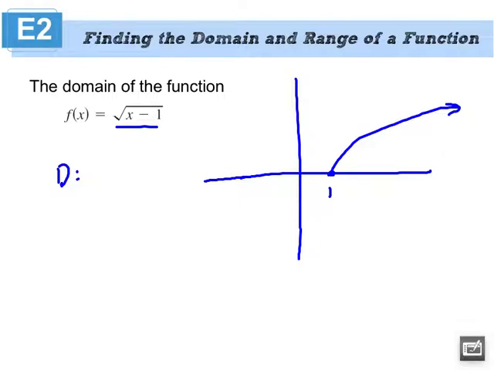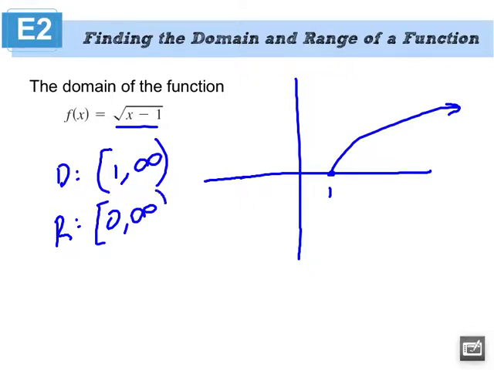One to infinity. Jack, what do you got for me? One to infinity. Good. Parentheses, brackets. Or wait, no. You said bracket, I wrote parentheses. That's my fault. Bracket 1, comma, infinity, parentheses. Yes, perfect. Good. How about the range? 0 to infinity. Bracket and then parentheses. Well done.